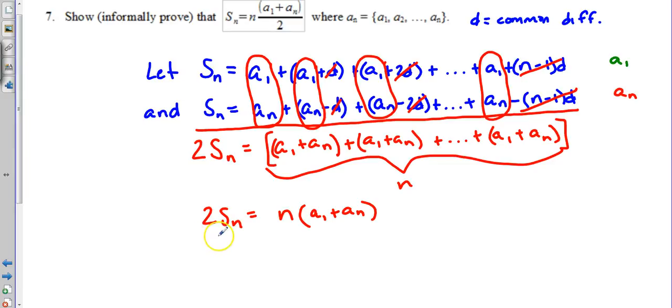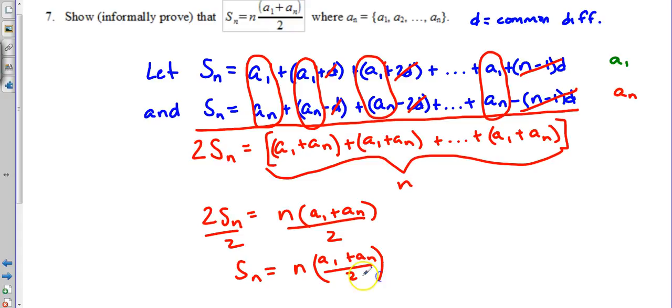We can divide both sides by 2, and I'm left with the sum of n consecutive terms in an arithmetic sequence is now, I like to think of this as the average of the first and the last term. So the first and the last term added together divided by 2 times however many terms you're adding together. And we're done.